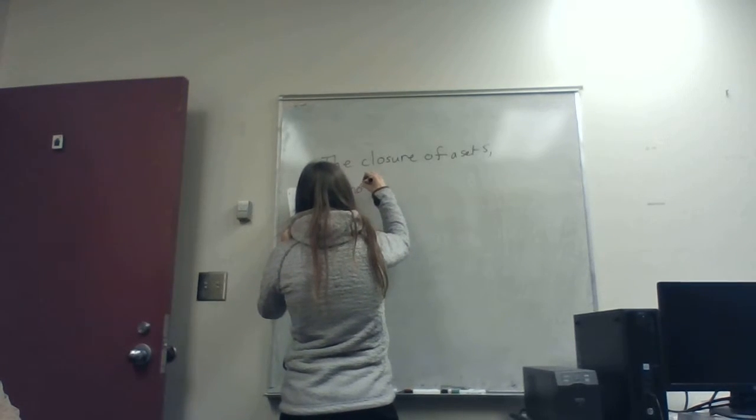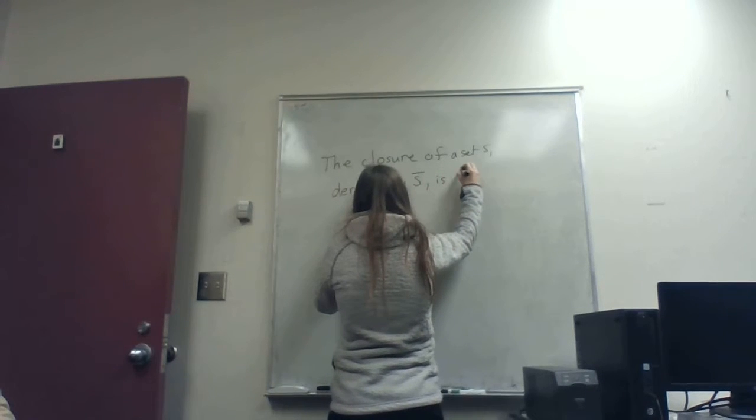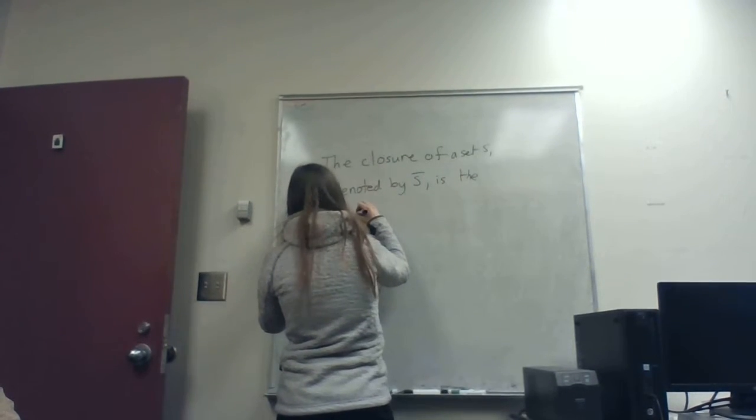So the closure of a set S, denoted by S bar, is the union of S and its boundary.